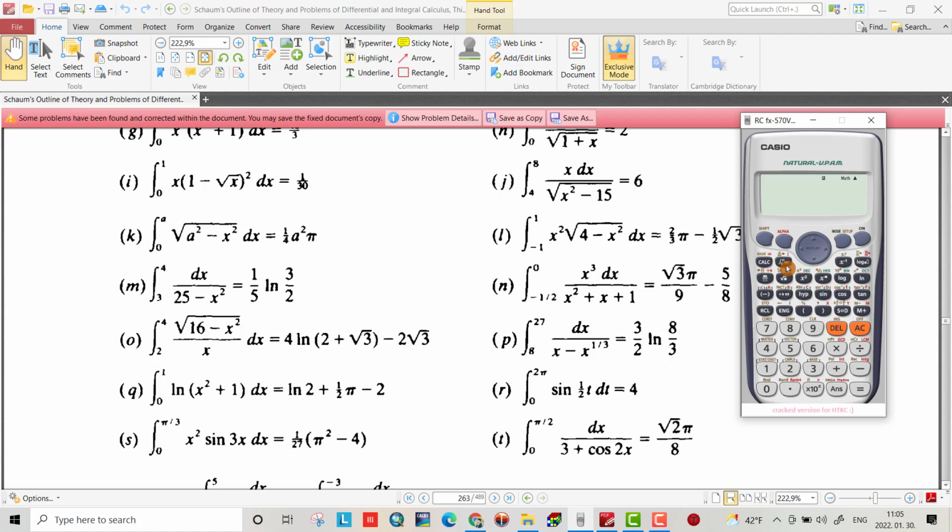Then input the integral symbol, sine 0.5 t. Instead of t, you can use x, so Alpha x, close the bracket, put the boundary from 0 to 2 pi. Shift pi. Evaluate. We got the same result.